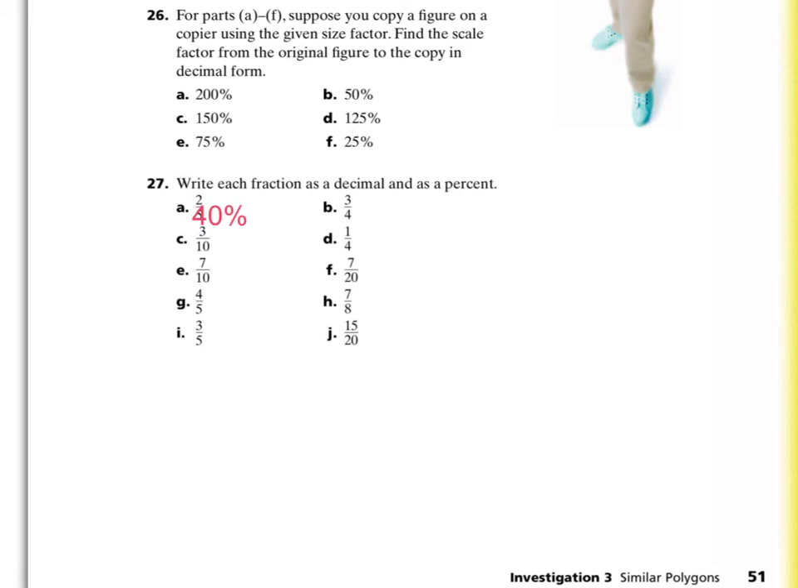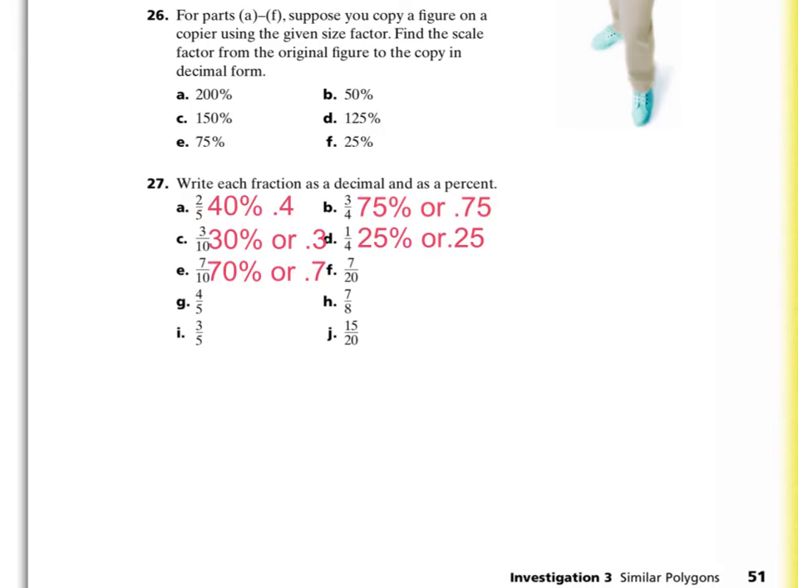or 0.4. Okay, and then here are the rest of the answers. For B, 3/4 is the same as saying 75% or 0.75. C is the same as saying that 3/10 is 30% or 0.3. D, 1/4 is the same as 25% or 0.25. E, 7/10 is the same as 70% or 0.7.